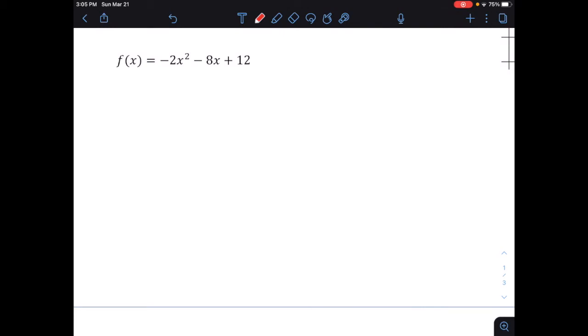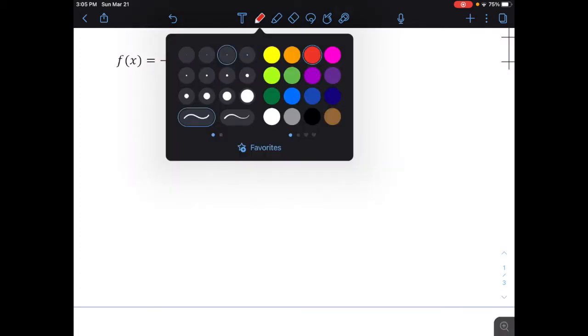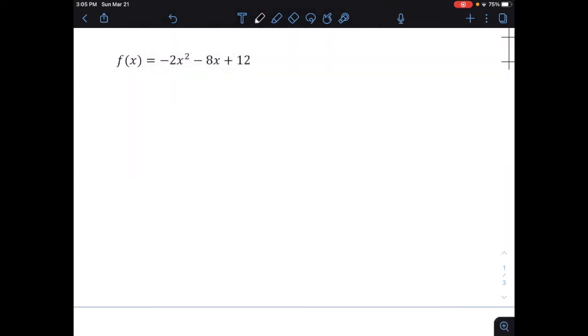I haven't pointed something out yet, but I'm going to point it out after this one because it's super important. So let's go ahead and convert this to vertex form. It starts with a number other than 1, so that means we have to factor it out. I'm going to factor out a -2.